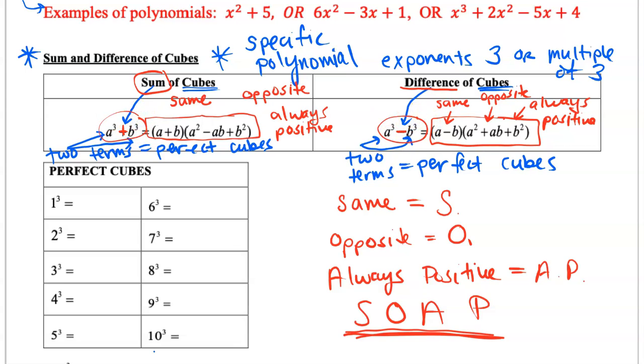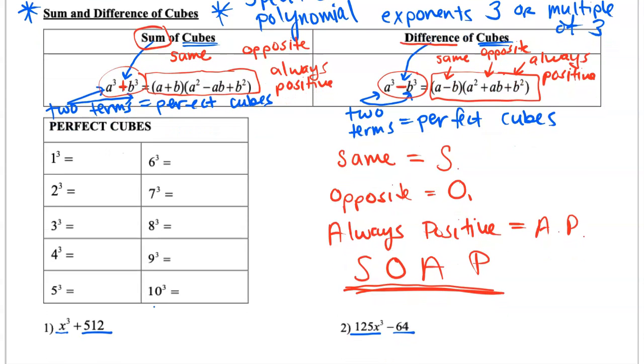Now before we start using this formula, I want us also to take a look at some perfect cubes, because in order to recognize that it's a sum of cubes or difference of cubes, you have to be able to recognize that the numbers are perfect cubes. So let's just go through some of these and determine what they are when you cube them. Now remember, to cube a number means you multiply it to itself 3 times.